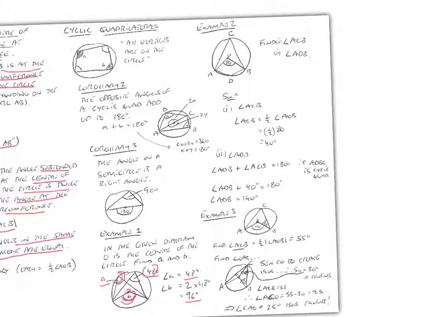Now, example 2: find the angle ACB and the angle ADB. The angle ACB is straightforward enough. That's half of the angle AOB at the centre. It's 40 degrees. For the angle ADB, we have to consider the fact that we have a cyclic quad here. So the angle ADB plus the opposite angle, from this corollary, must be equal to 180. So ADB plus 40 is 180. ADB is 140.